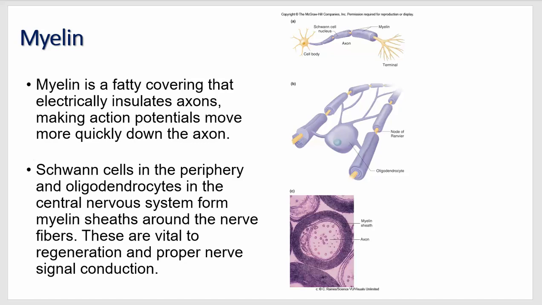So let's talk about myelin. Myelin is a fatty covering that electrically insulates axons, making action potentials move more quickly down the axon. So let's try to draw this in 3 dimensions here. Made it red and I didn't really want to. Yeah, I'm going to redraw it.